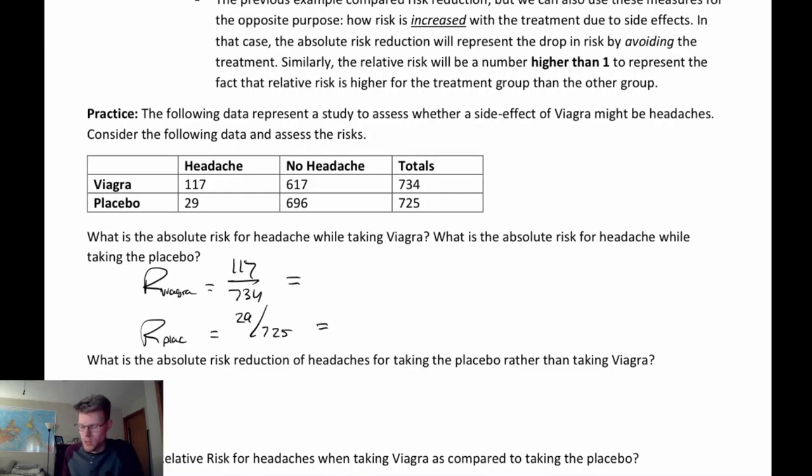So 117 divided by 734, and I get 0.4466. Over here, I got 29 divided by 725, and I'm going to get 0.04. So those are pretty big differences already. And that's because I did my math incorrectly on my calculator. I was like, man, that's a really big difference. It's 117 divided by 734, and that is 0.159.